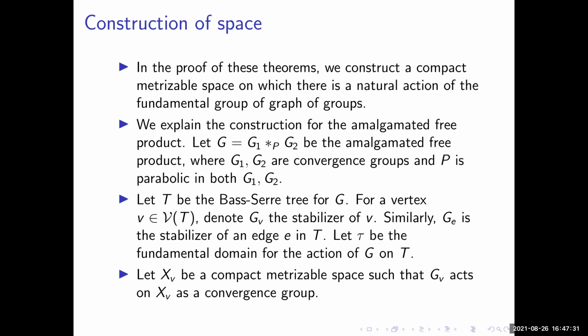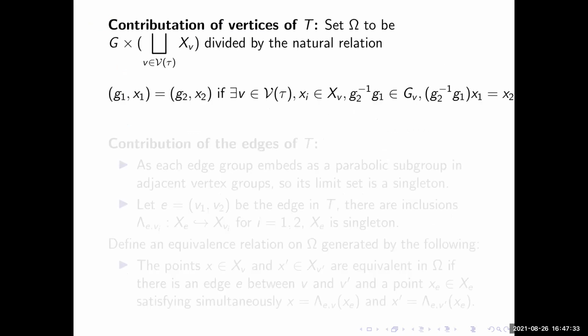Now we are defining our candidate set. This is the contribution from the vertices of the Bass-Serre tree. We define omega to be G cross the disjoint union of X_V, where V comes from the vertex set of the fundamental domain, divided by the natural relation.